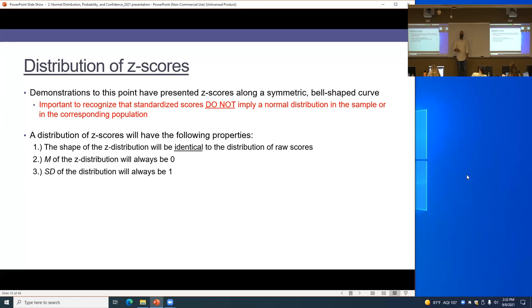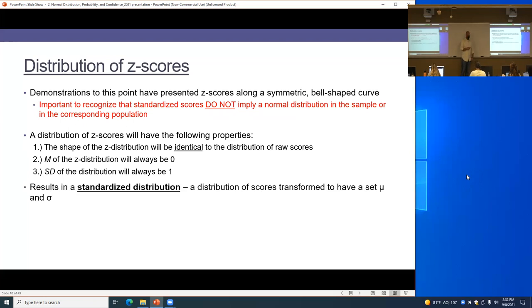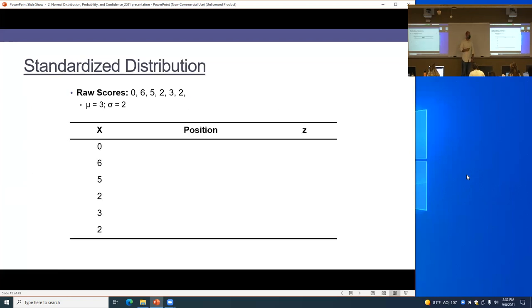So maybe I create some z-scores, but I leave some people out or forget to put people back in. And if I run my descriptives for my z-scores, and the mean isn't exactly zero and the standard deviation isn't exactly one, I know that I've made an error somewhere. Okay. So this is by definition. These things will always be true. What we get is a standardized distribution, which is just our distribution of scores standardized to have a standard mean and standard deviation.